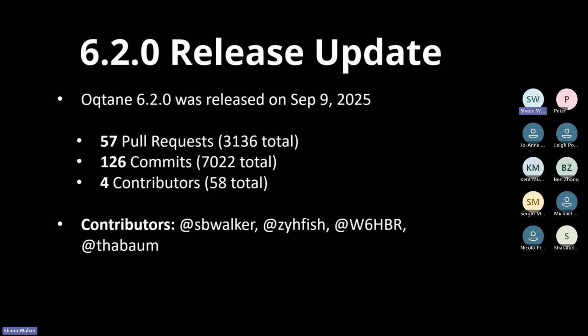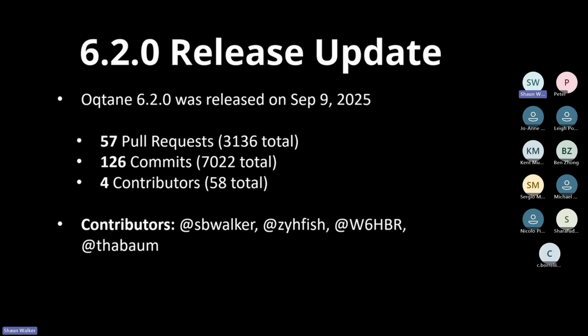Right at the beginning of September, we had the Oqtane 6.2 release, which was a major release. I talked a bit about 6.2 in our last community stand-up about some of the features that were being included, and I'll actually demonstrate some of those today. For that release, we had 57 pull requests and 126 commits, and those were contributed by 4 different contributors who are all listed here on this slide.